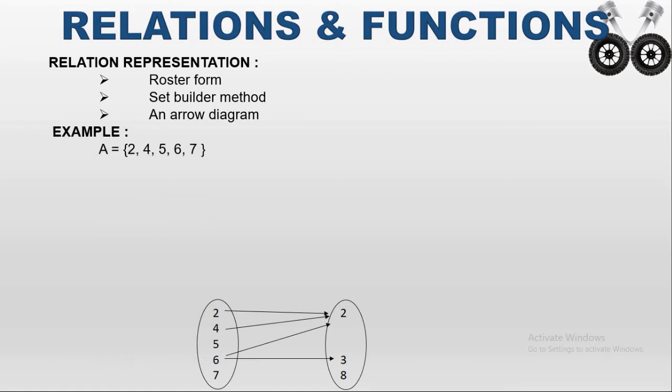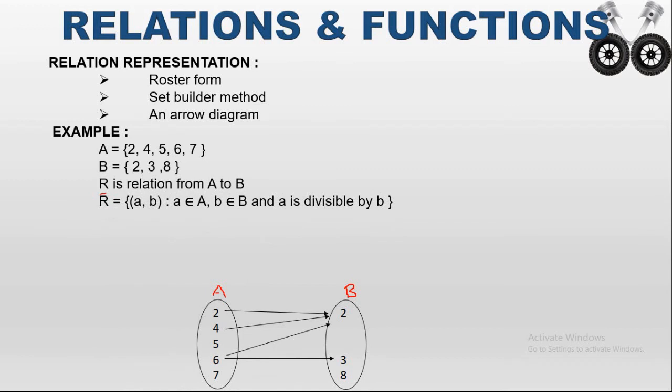So for example, this is the set A and this is the set B. Capital A is given as {2, 4, 5, 6, 7} and capital B is given as {2, 3, 8}. And what is the relation? The relation is denoted as R, from A to B. The relation given here is: a is divisible by b. Whatever element I choose in A, the first element should be divisible by the second element. That is the relationship given here.